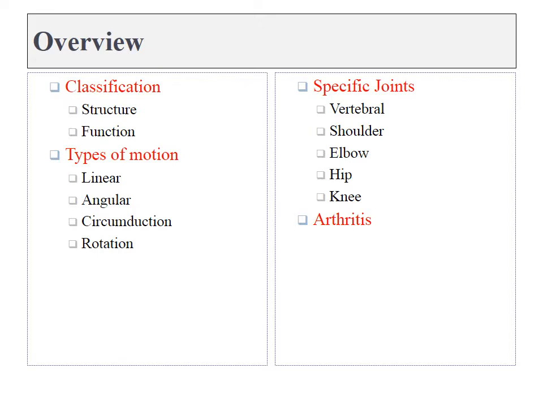So to do all of this, we will classify joints. You know, we're anatomists. We love to make lists of things. We'll make a list of the different types of motions, and then I'm going to cover a few of the specific joints. I'm going to focus us on just the ones that are most frequently injured and therefore in need of care. And then we'll talk about some of the major types of arthritis, a disease that affects joints.